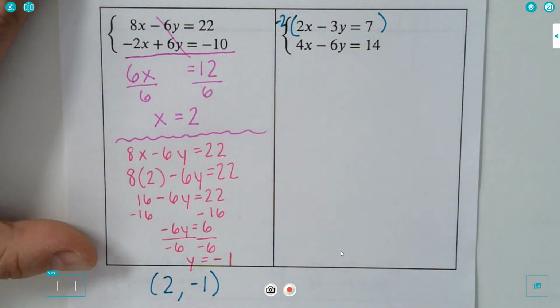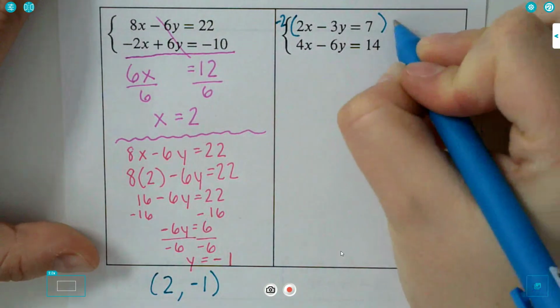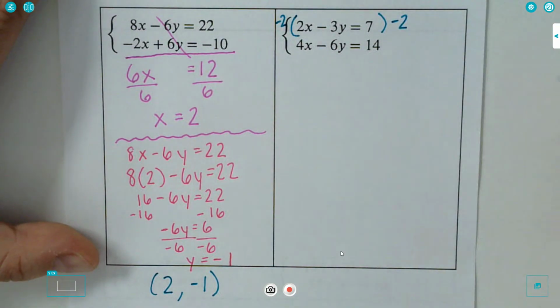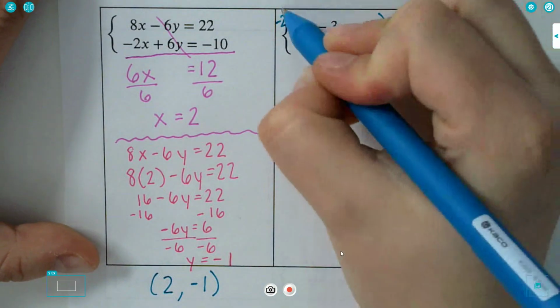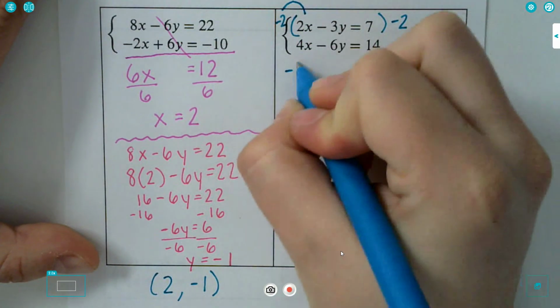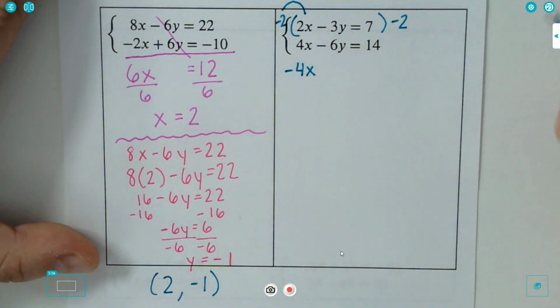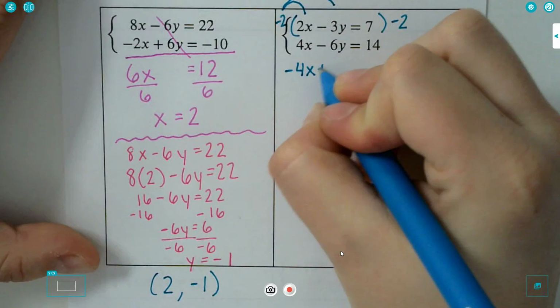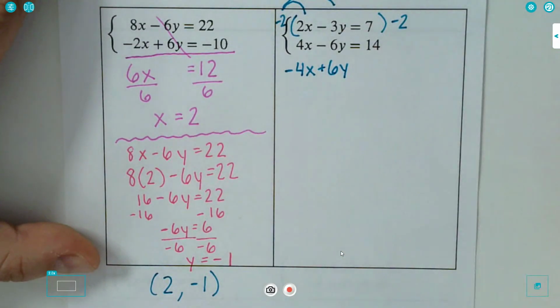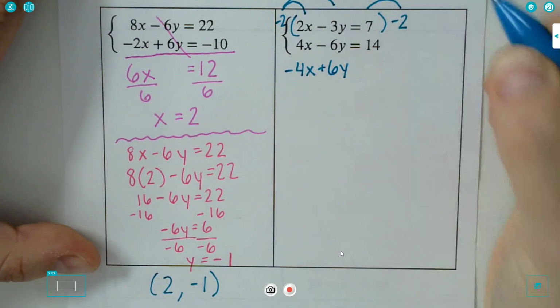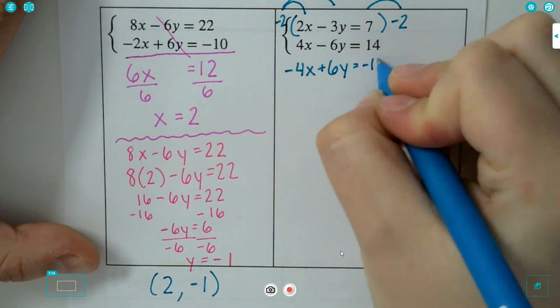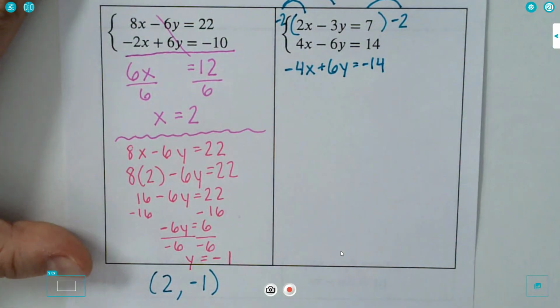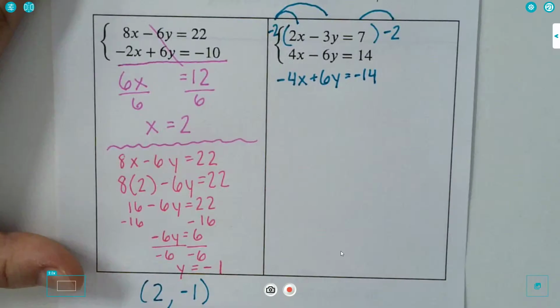All right. So we're going to take our entire top equation. We're going to multiply it by negative 2. Both sides. You can do whatever you want to an equation as long as you do it to both sides. So negative 2 times 2x is negative 4x. Negative 2 times negative 3y is positive 6y. And then 7 times negative 2 is negative 14. So we have multiplied our entire top equation by negative 2.